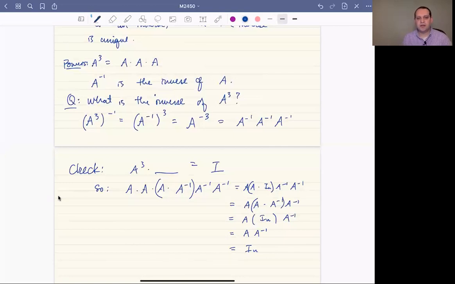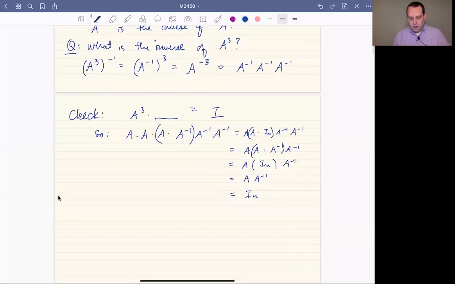So it turns out that having negative integer powers of a matrix is a well-defined operation as long as the matrix has an inverse. Okay, so A to the negative 3 makes sense there. All right.